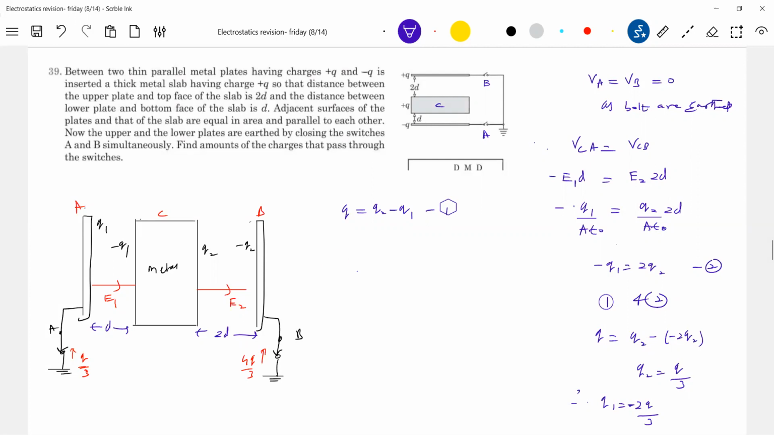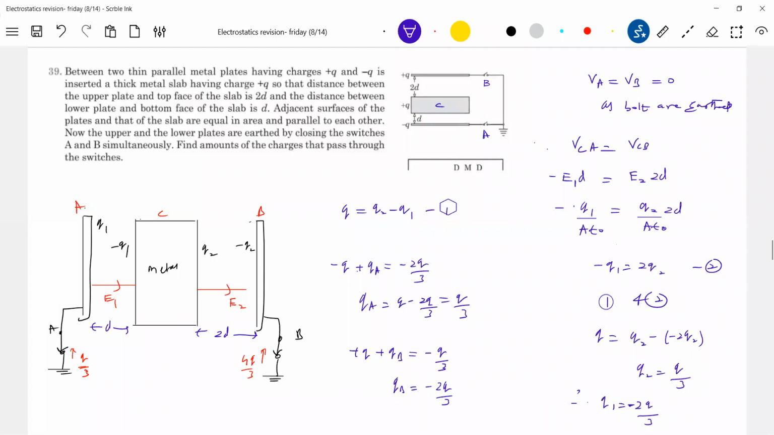I'll do one thing. Earlier it was minus Q. Some charge QA entered, and finally it has become minus 2Q by 3. So QA equals minus 2Q by 3 plus Q, so Q by 3 charge flown. Okay, this is the thing. Let's come for plate B. What was the earlier charge? Plus Q. I'll assume some QB charge entered, and finally it has become minus Q by 3.